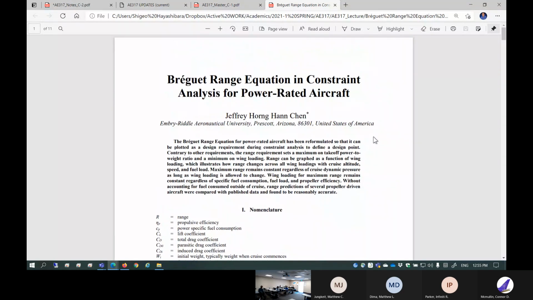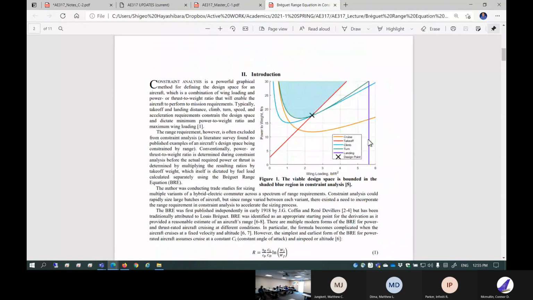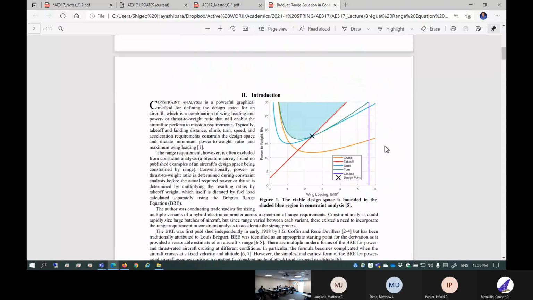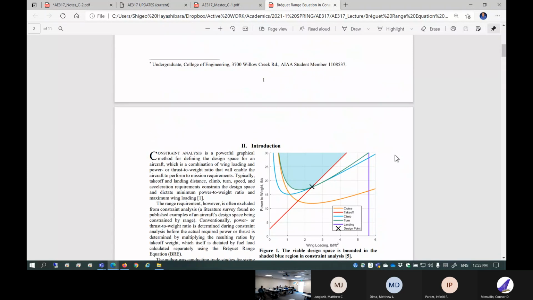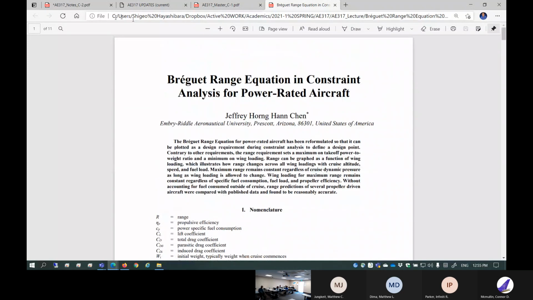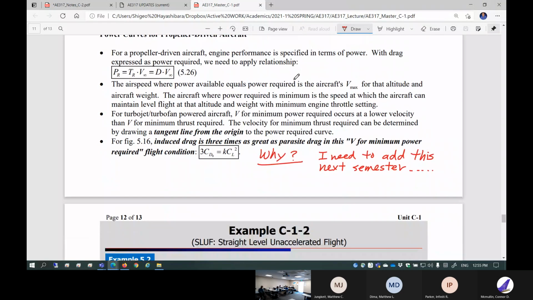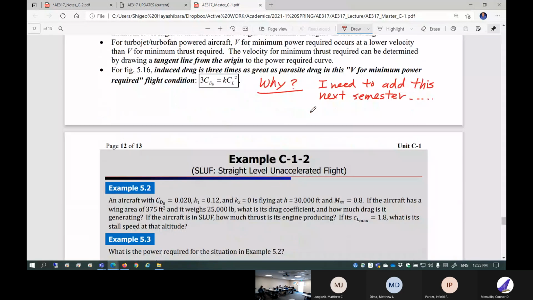So I'm going to post it on the course homepage, so you can freely download and take a look at it. This is a very, very interesting paper. The guy understands flight mechanics, making Professor Crisler really proud. This is a very well-written paper. Anyways, let's begin from there. So this is the range.